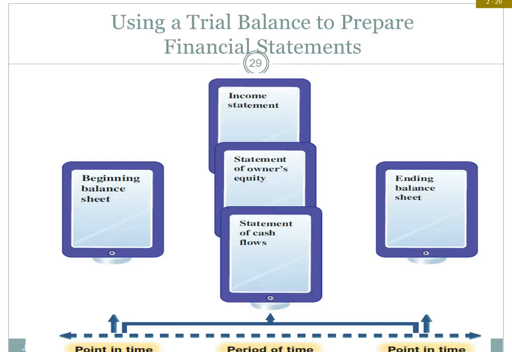Once you have a trial balance that does in fact balance, you can now prepare your individual financial statements. Those 4 major statements are your income statement, a statement of owner's equity, a statement of cash flow, and then after completing these 3, you will end with a final balance sheet. That balance sheet then becomes the new beginning balance sheet for the next period. So it becomes circular in motion.